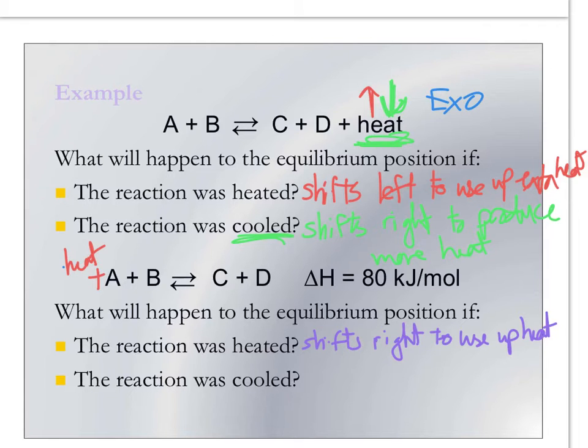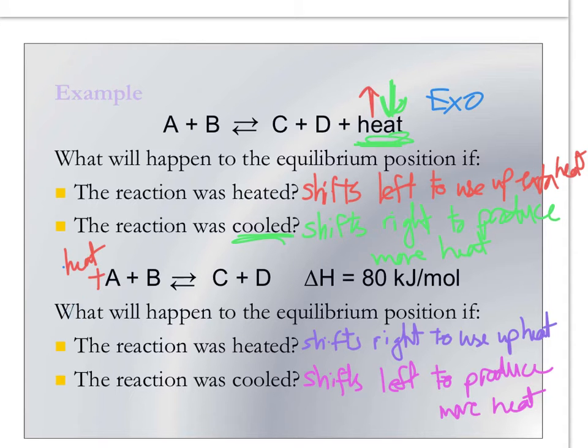Okay, what if I am going to cool it down? Well, if I cool it down, that means I'm removing this heat. It was already at equilibrium, and now I'm cooling it. I'm removing some heat. What do I do to make up for that lost heat? I shift to the left to make more heat, to produce more heat. So notice that if it's exo versus endo, the shifts are kind of opposite because the heat is on opposite sides of my equation.